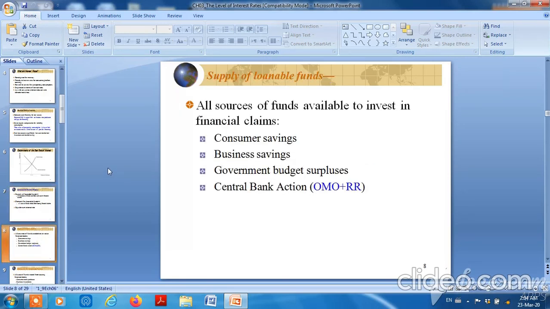The supply of loanable funds, all sources of funds available to invest in financial claims. So, the supply of money comes from consumer savings, business savings, government budget surpluses, and central bank action. Central bank action, OMO plus RR. OMO is abbreviation for open market operations, and RR is abbreviation for required reserve. So, the central bank can increase the money supply using the mechanisms of monetary policy as we discussed in the second chapter, like open market operations and required reserve.